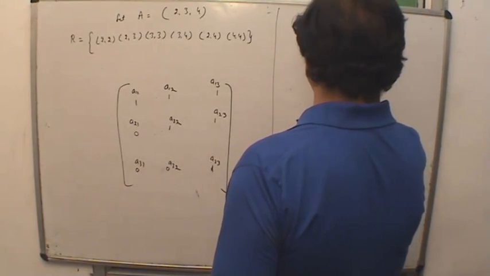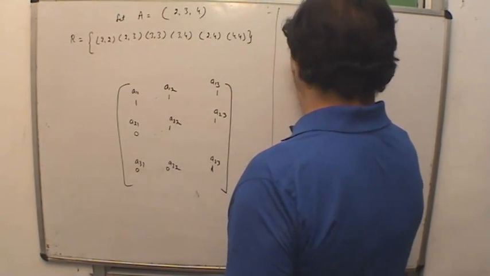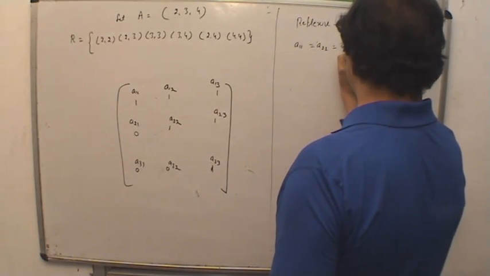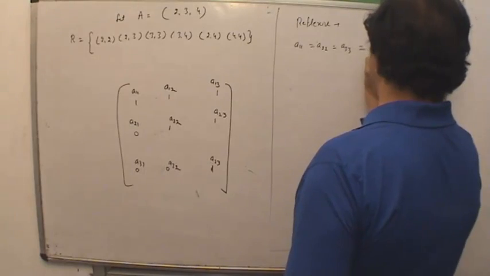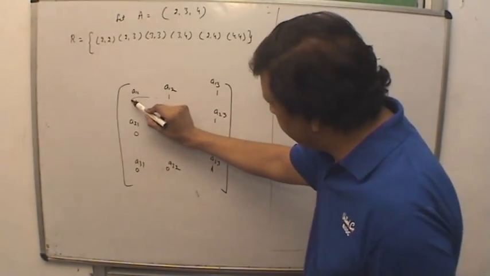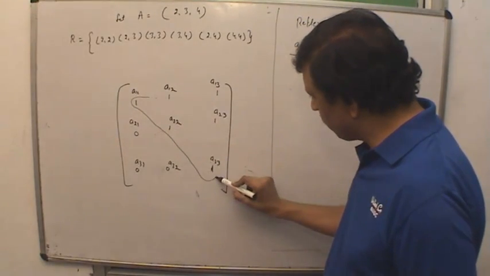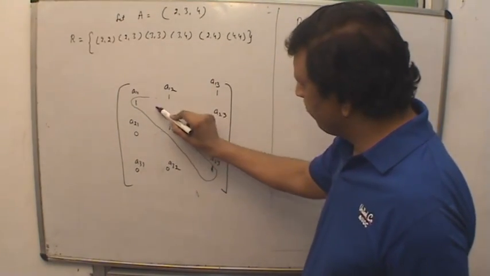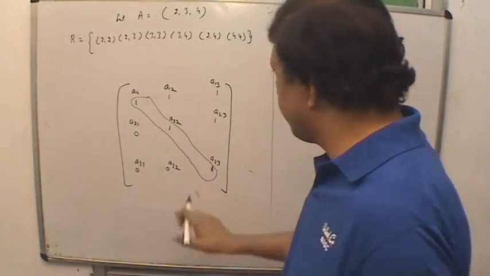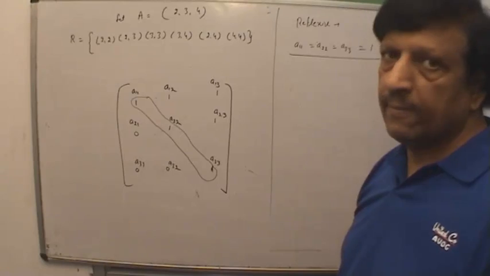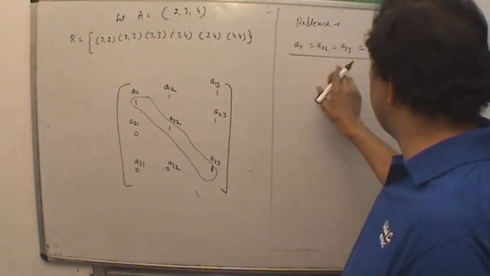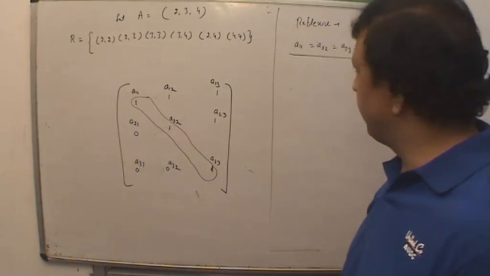Here, for reflexive, we see A11 = A22 = A33 = 1. If all the diagonal elements are the same, it does not mean that if all the 3 are 0, we say reflexive. No, they must be 1. If all the diagonal elements are 1, we say reflexive.